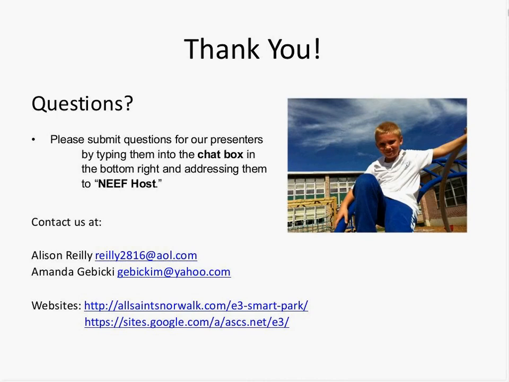If anyone has any questions for Allison or Amanda, feel free to type them into the chat box in the bottom right, and I will relay them on to our presenters. While that's happening, Amanda and Allison, I had a question to start things off. This looks like a big undertaking to develop a whole playground. How many people did you have working on the construction of this, and what was the cross-section of parents, teachers, students?